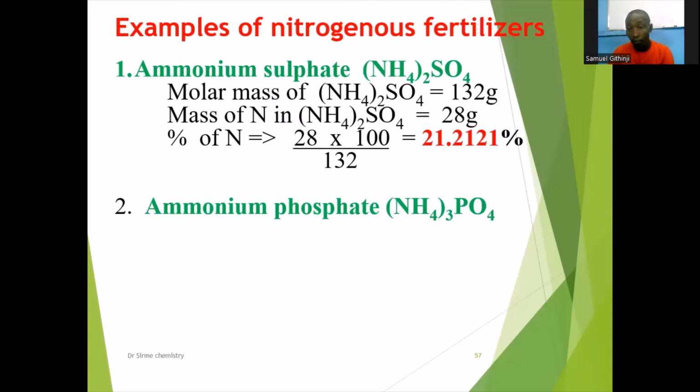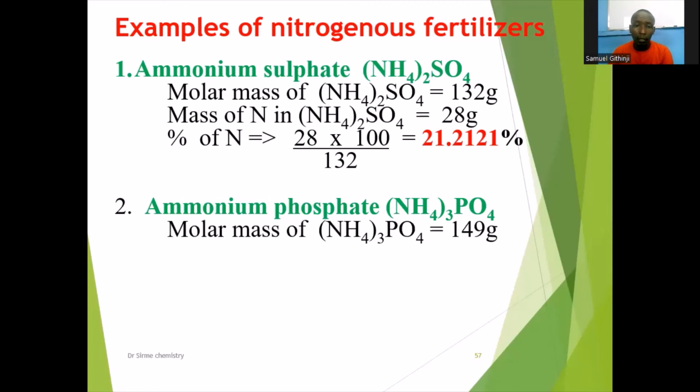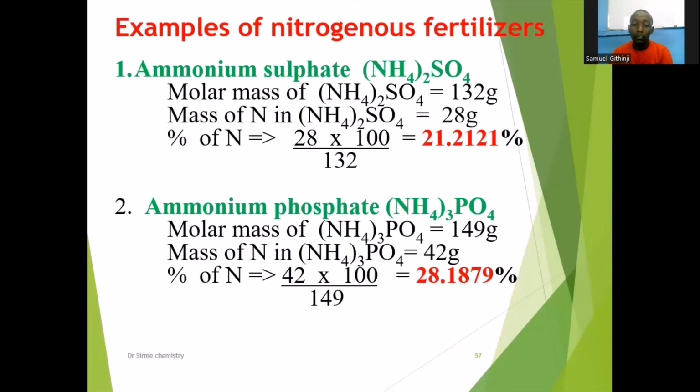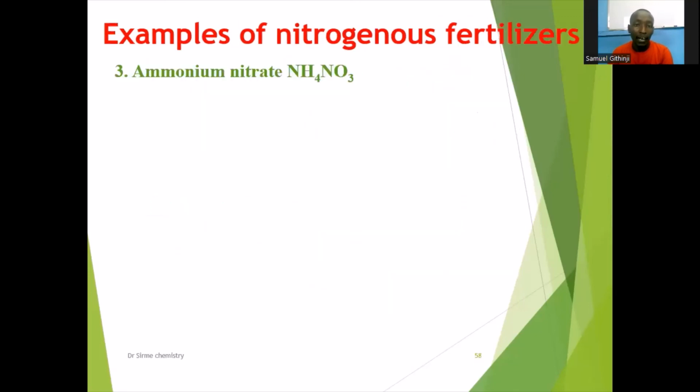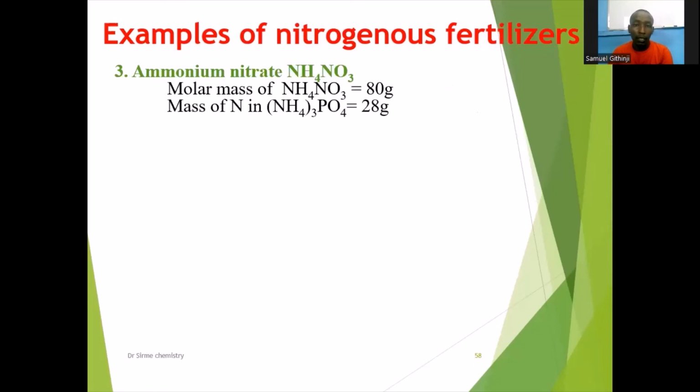Ammonium phosphate, a salt, is a fertilizer that is rich in nitrogen and phosphorus. You can see the molecular mass, the content of nitrogen, the calculation of nitrogen content, 28.1879% there. Other examples, ammonium nitrate. Good, you can see the formula, the molecular mass, then the nitrogen content in it, the percentage nitrogen there.